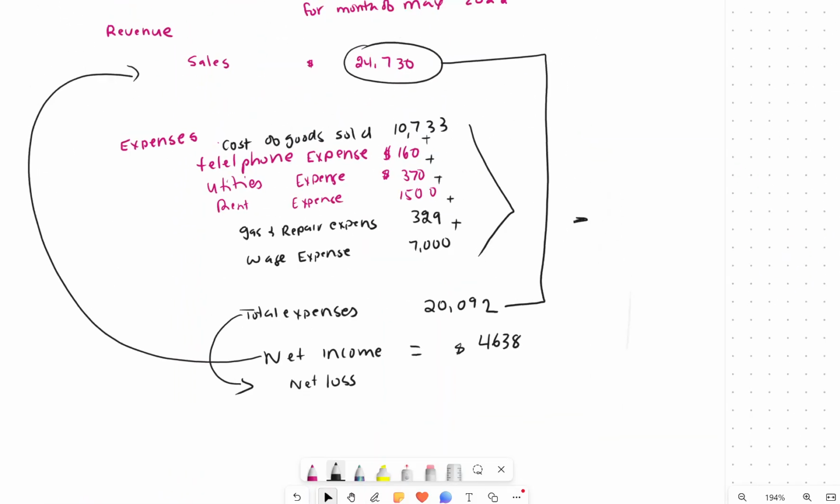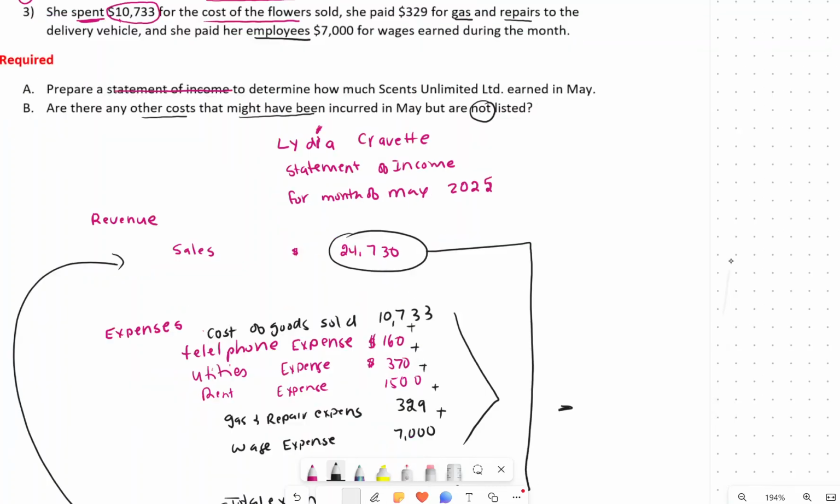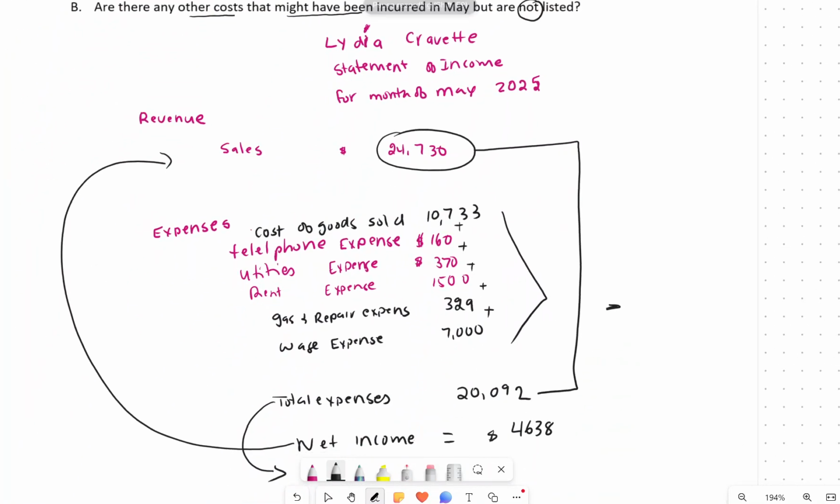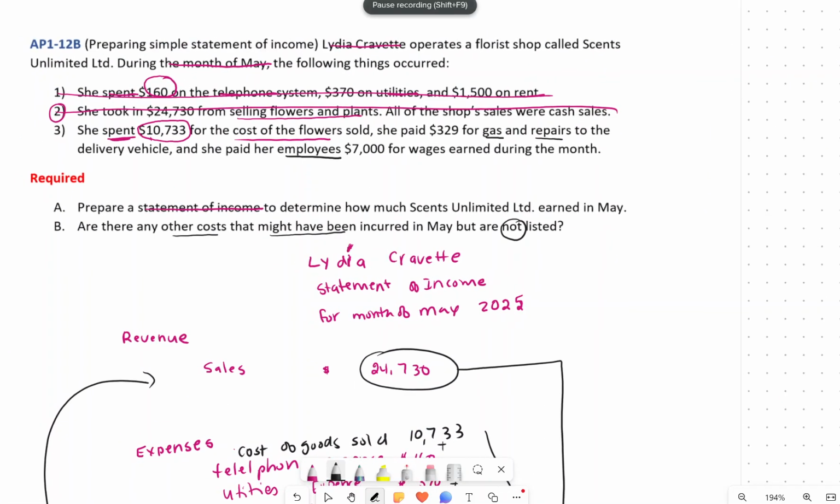So let's see what the other part is. Are there any other costs that might have been incurred but not listed? Think of it, what else could be there? There's utilities, rent, gas, wages. There was nothing for marketing. If they hire you to do something, they did not put anything, something called advertising expense. That was not included in there.